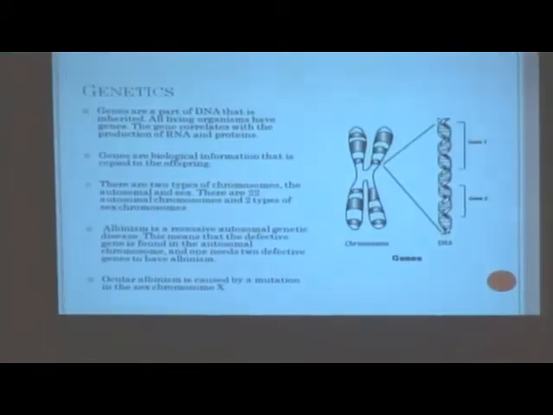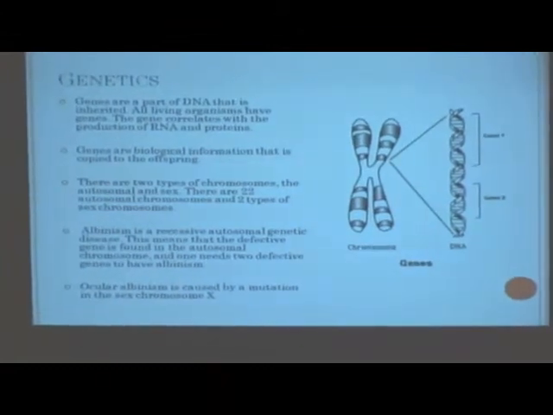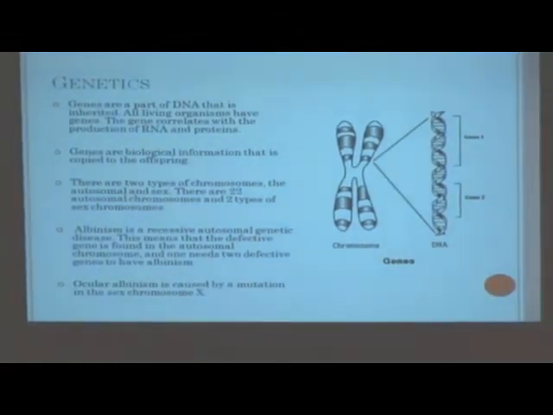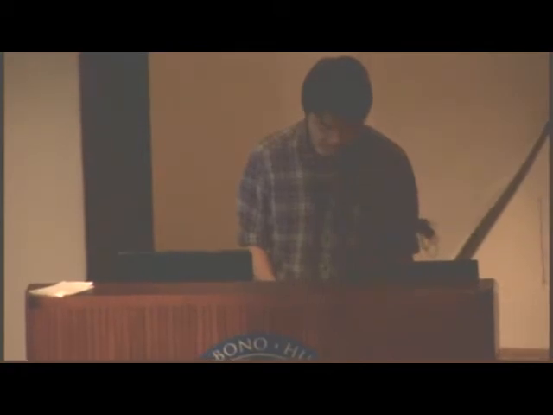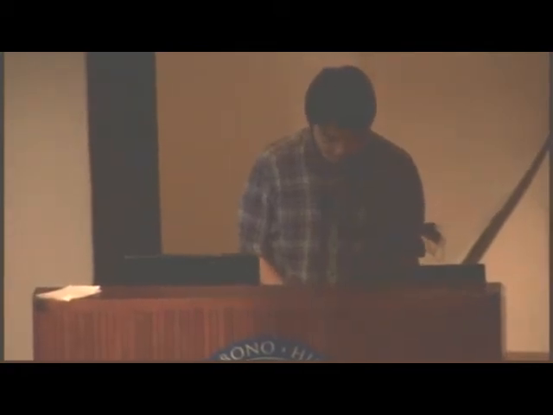So this is a general overview and dogma of genetics. Genes are a part of DNA that is inherited. All living organisms have genes. The gene correlates with the production of RNA and protein. Genes are biological information that is copied to the offspring. There are two types of chromosomes, the autosomal and sex. There are 22 autosomal chromosomes and 2 types of sex chromosomes.